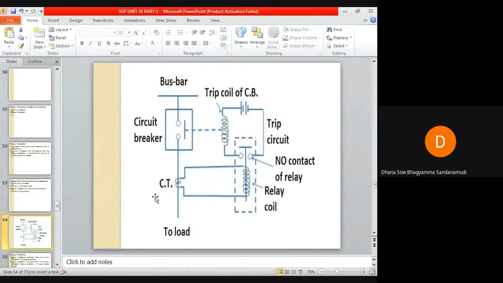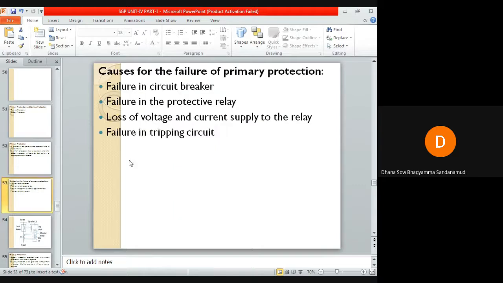Time setting will be provided. We have already discussed the time for the relay to operate. If proper setting is not provided to the relay, then it won't be able to sense the fault. So we can say that there is failure in the protective relay, or that the protective relay has failed to sense the fault.